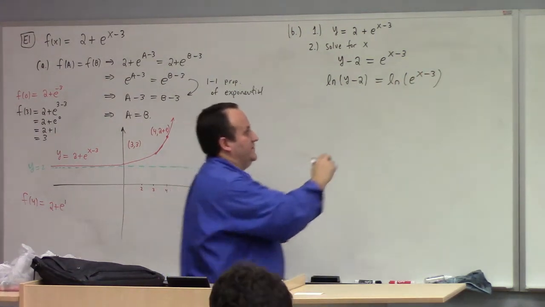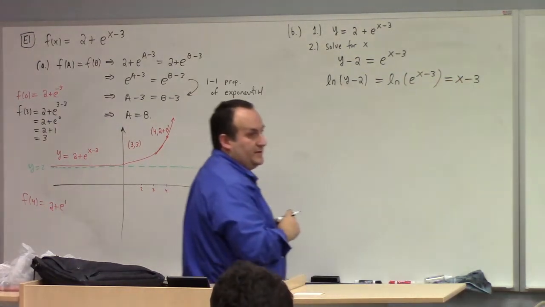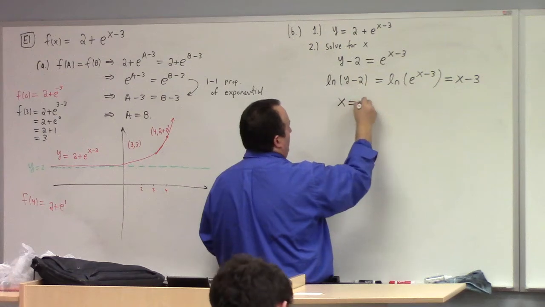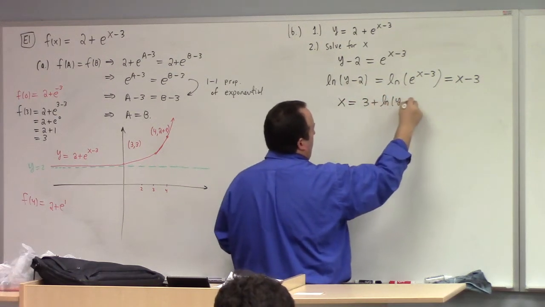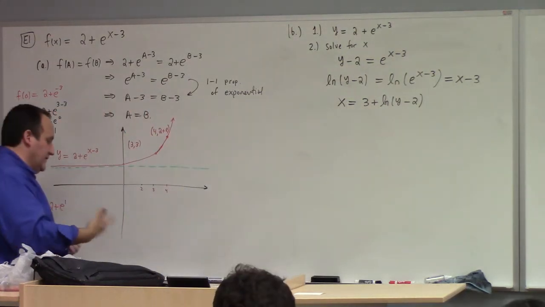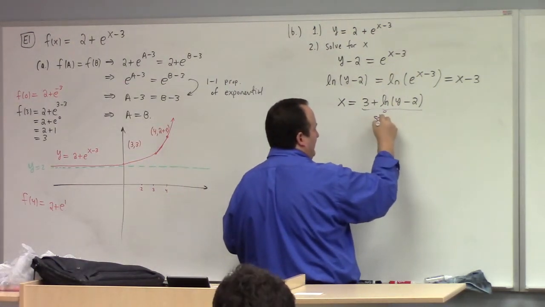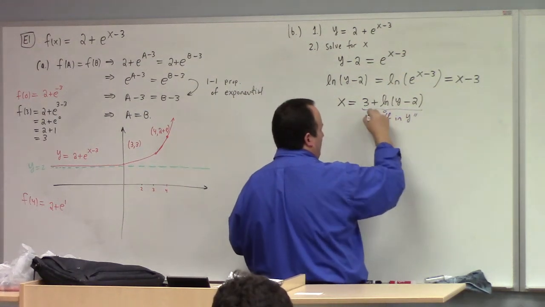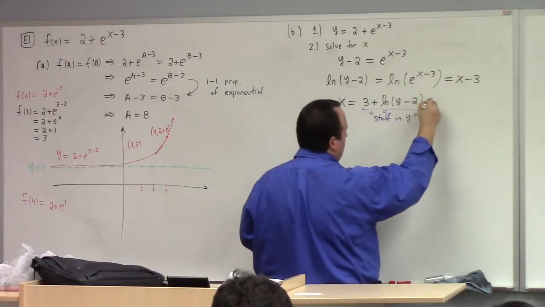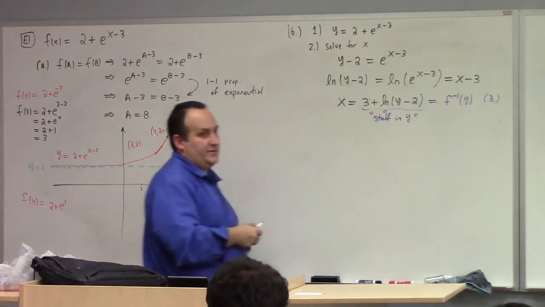Natural log and exponential are inverse functions, which just leaves us with x minus 3 here. And I think now we can solve for x, right? x equals 3 plus the natural log of y minus 2. So at this point, we've reached the end of step 2 in the algorithm for finding the formula. I referred to this originally as stuff in y, right? It's our formula for the inverse function. So we identify that this is really f inverse of y. That was my step 3 in that algorithm.